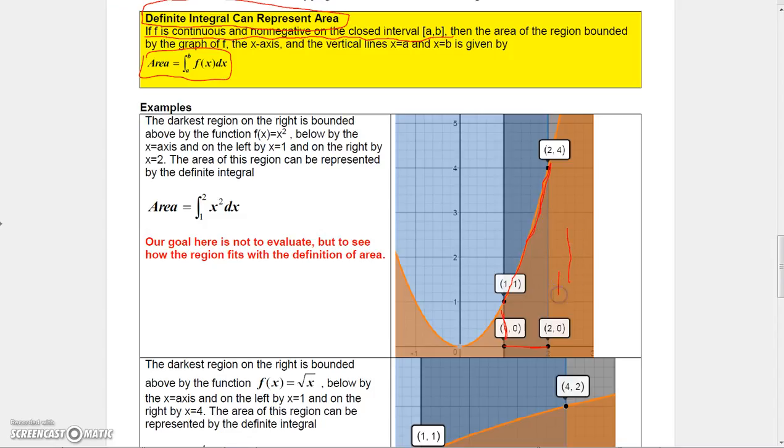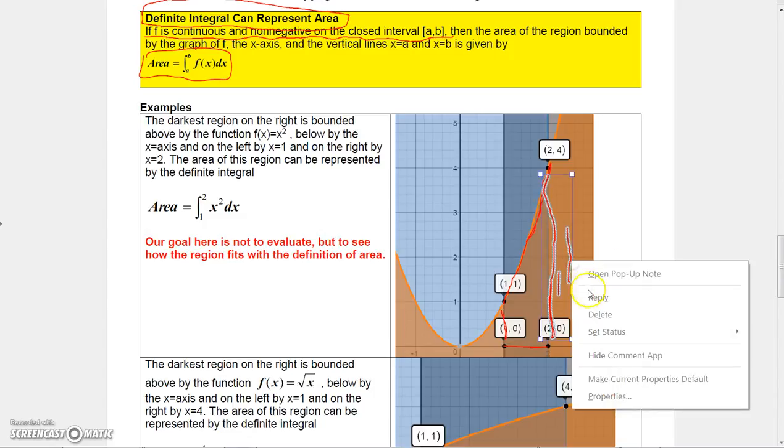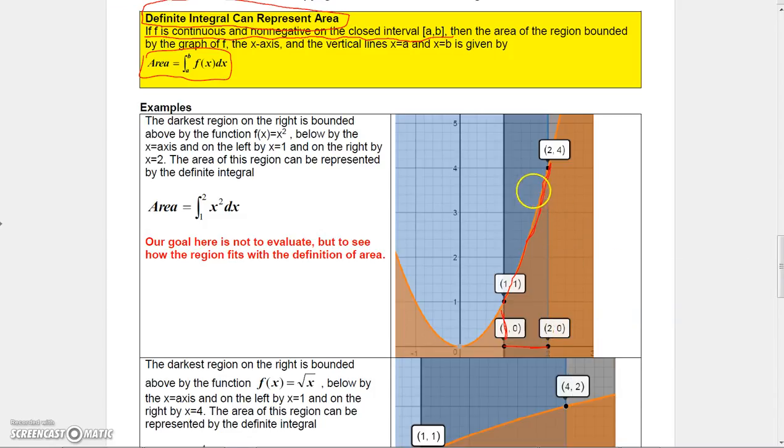So basically what we've got here is this dark region that's between these four boundaries that I drew here. We can actually calculate the area of that weird shaped object by using a definite integral.